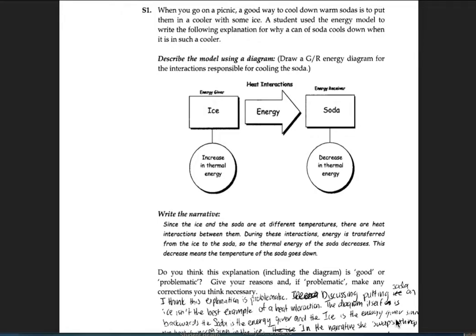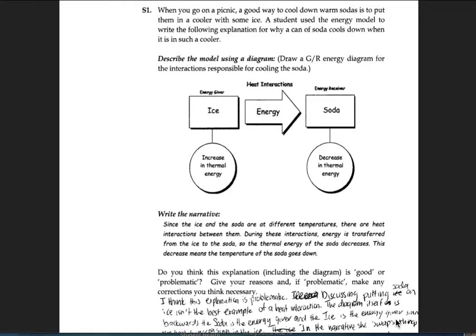I think for a heat interaction, discussing ice and making a soda cold is a little contradictory, but it technically could be a heat interaction. I just don't think it's the best example. The diagram itself is backwards. The soda is the energy giver and the ice is the energy receiver, since the heat is increasing in the ice and the soda is the one that's getting cold.